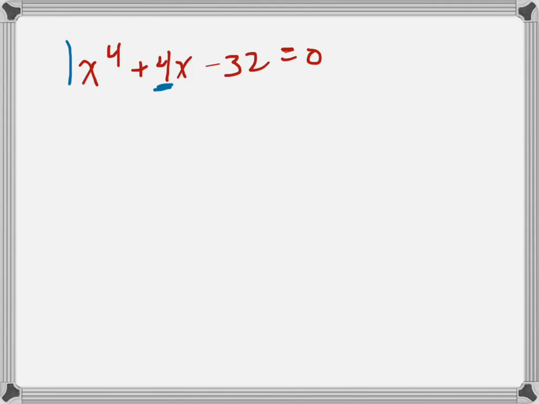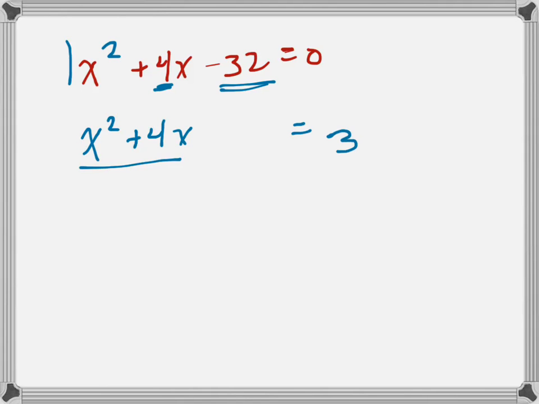First of all, we're going to rewrite this equation. Whoops, I put 4. This isn't 4. This is 2. We're going to rewrite the equation, and we're going to leave these together, and we're going to move the 32 over to the other side. You don't have to do that, but I suggest it because it's a little bit simpler.